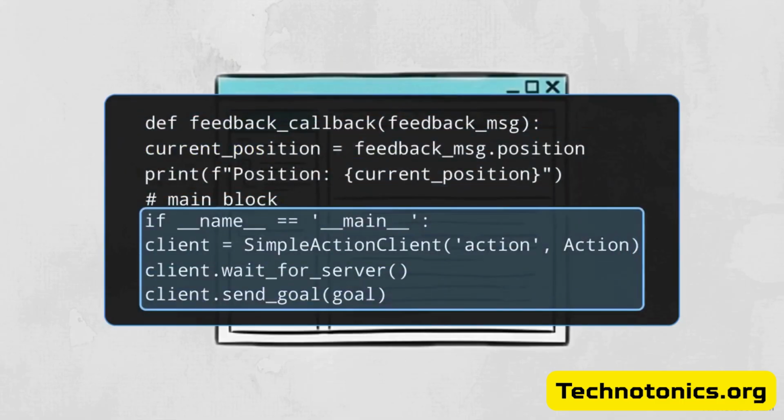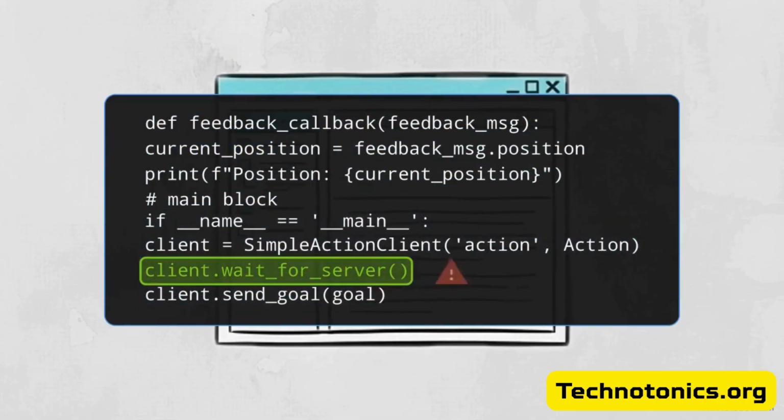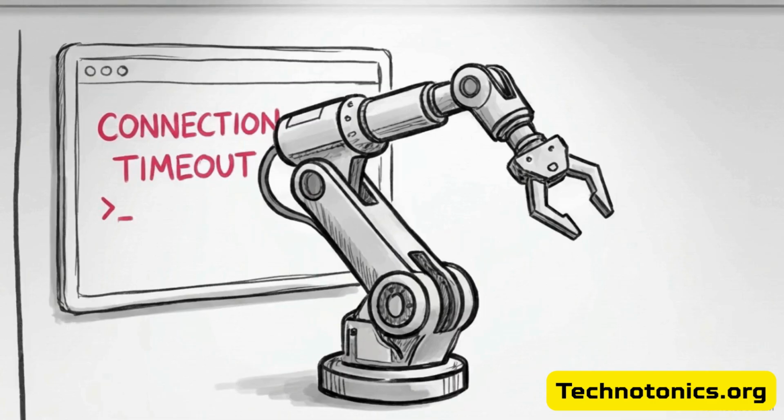In the main block, we initialize the client. Firmly, before sending a goal, you must call client.wait_for_server. Skipping this specific command causes silent failures. If you fire a goal into a disconnected void, the robot will stall indefinitely, waiting for a response.